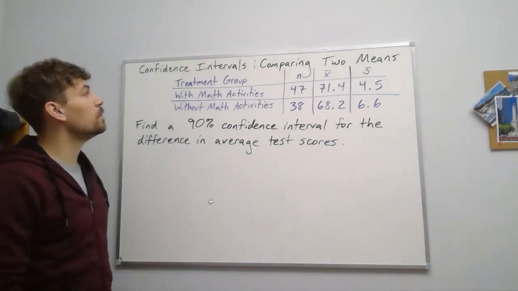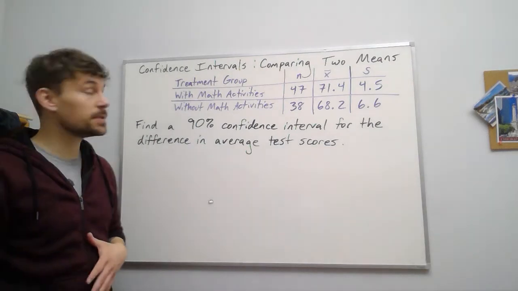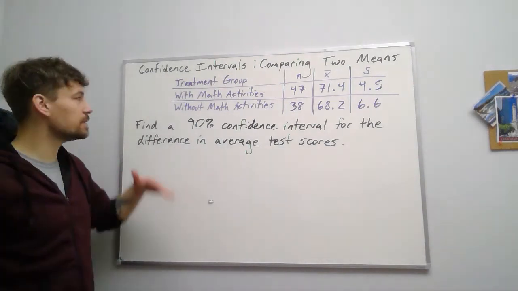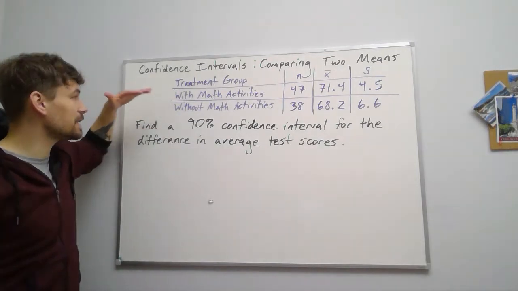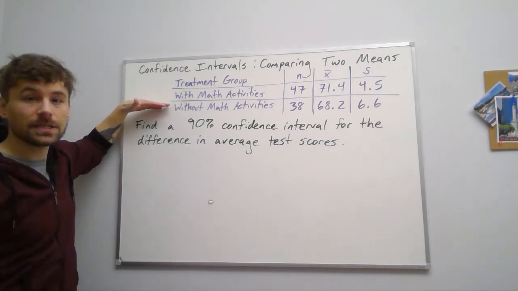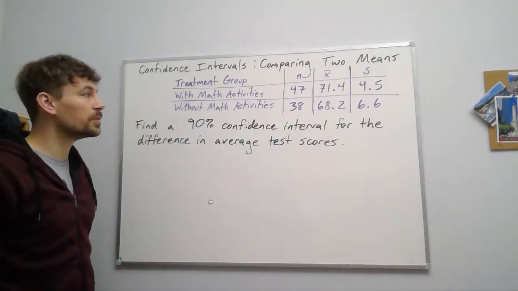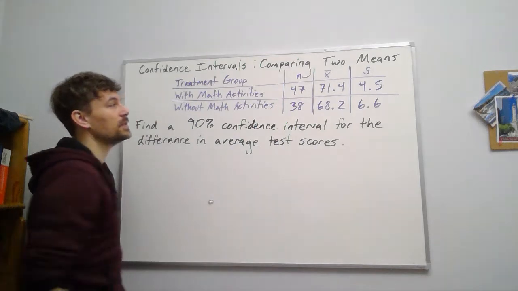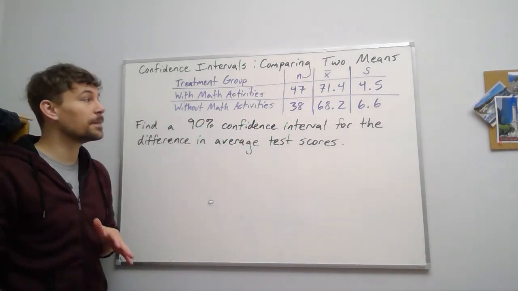Let's suppose we want to compare two means between different populations. In this scenario, we have a group of students who have had extra math activities given to them, and then our other group is no extra activities have been given to them. Otherwise, we're assuming everything else is the same between these two groups. In the group with math activities, there are 47 students. Without, there are 38. These two numbers do not need to be the same.